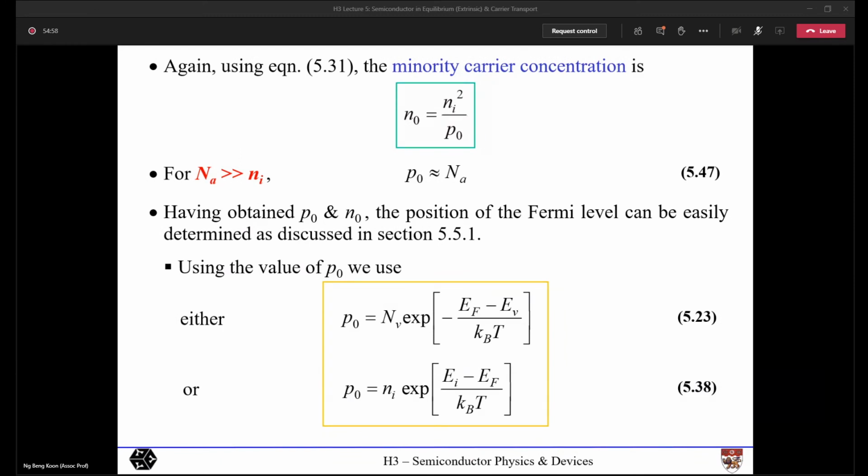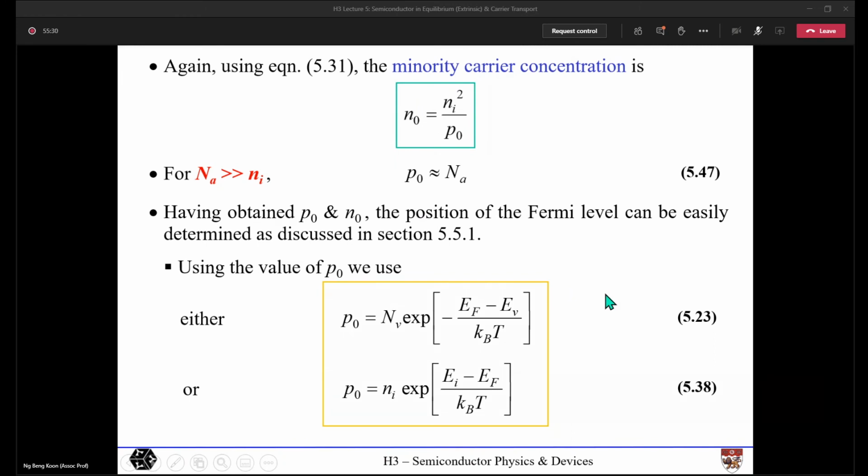Similarly, if your acceptor doping is significantly greater than Ni, as a guide you can use 10 times as a reference. If it's at least 10 times or more, then you can treat it as very large, and we can approximate p0 to Na. So the approach is really the same. Once you have the n0 and p0 values, you can use the p0 or n0 expression in terms of Nv or Ni to find out the position of the Fermi level.